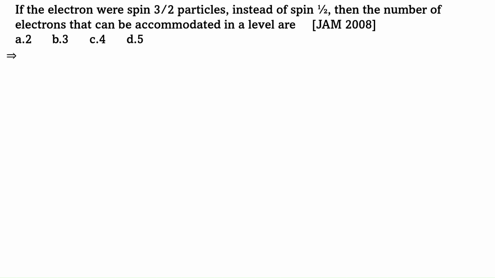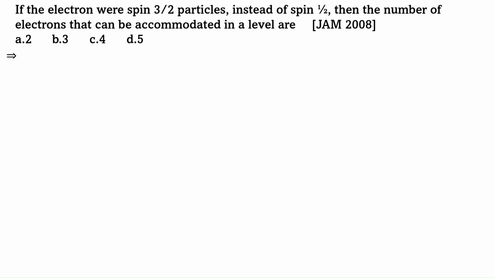So understand the question. Normally an electron has spin quantum number s equal to half. This means it has two possible spin states, ms equal to plus half and ms equal to minus half. So in each orbital we can fit two electrons, one with up spin and one with down spin. Now imagine what the question has asked. The electron is a spin 3 by 2 particle. So this is a hypothetical case.